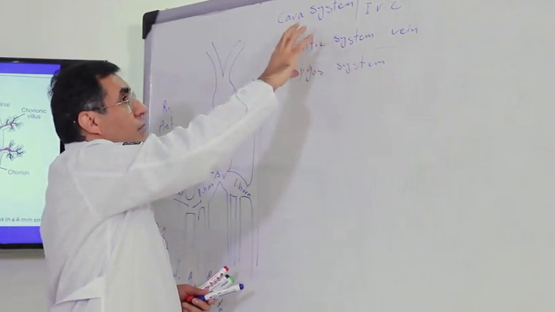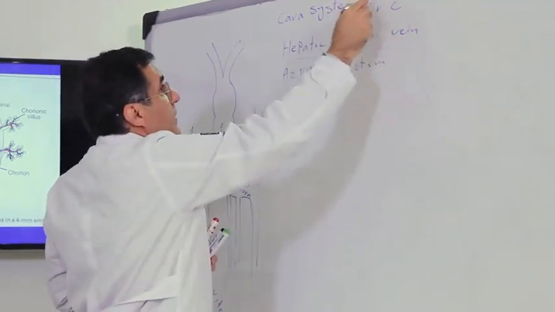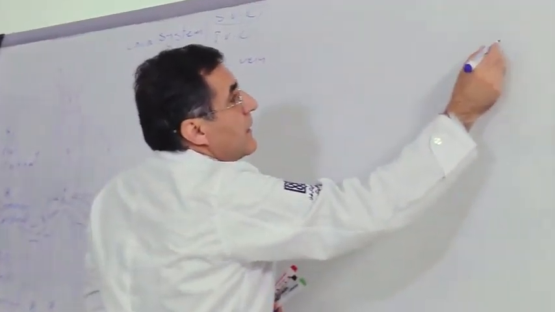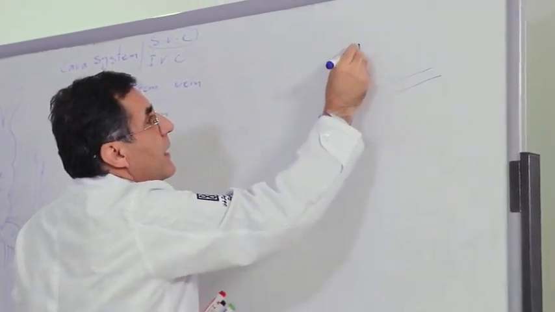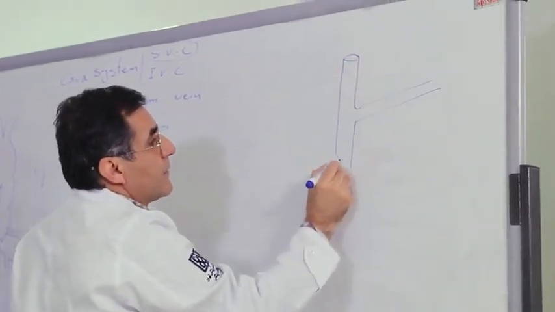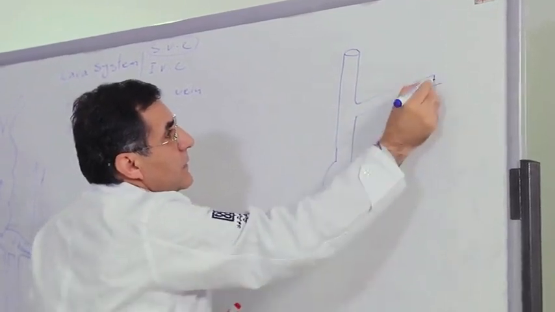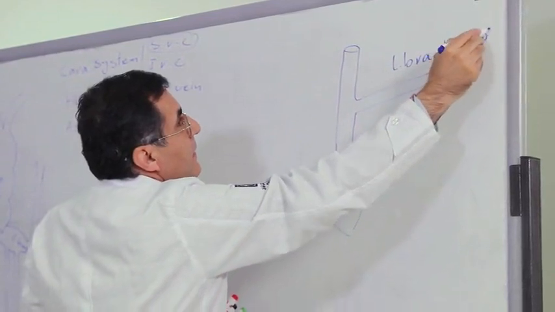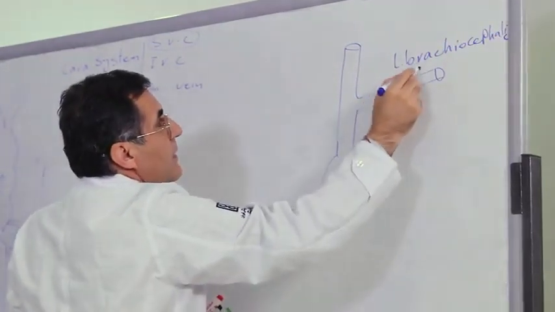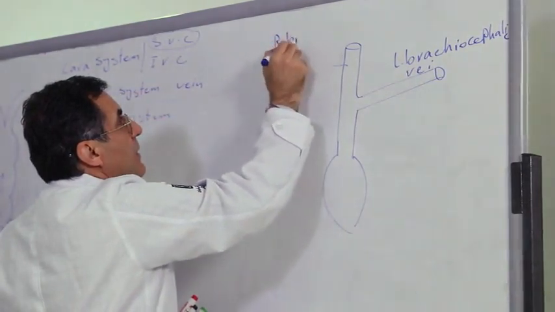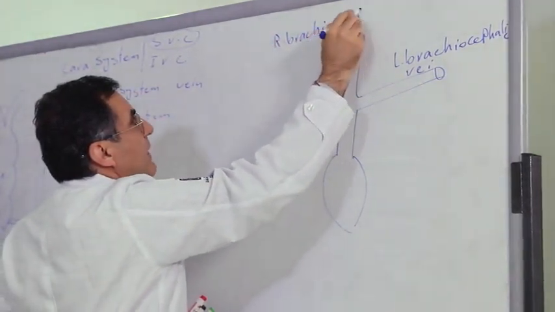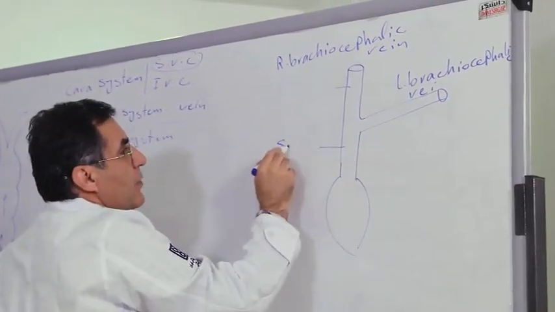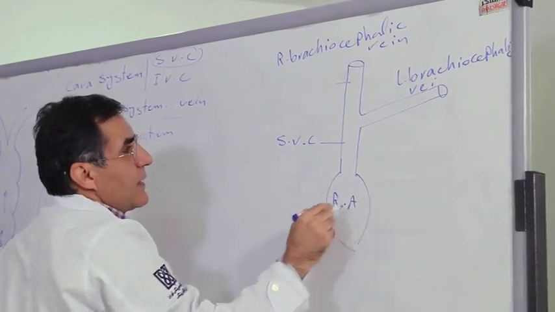And now I want to tell you one by one, first of all about the superior vena cava. You know that here, the superior vena cava in anatomy. This is a left brachiocephalic vein. This one is a right brachiocephalic vein. And this one is the superior vena cava, and this one is the right atrium.